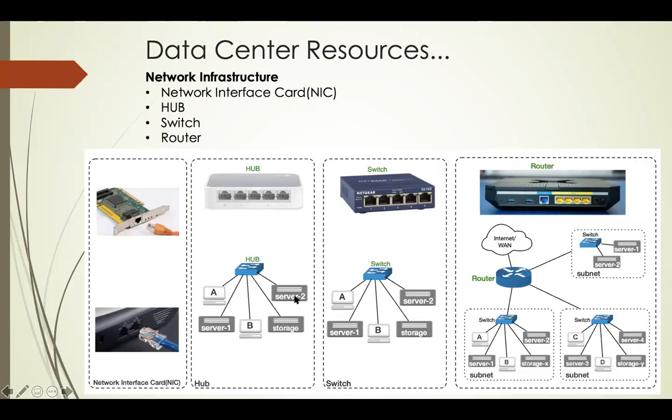Similarly, if server 2 wants to send something to server 1, server 2 will send it to the hub, hub will send it to all of them. And then what will happen? Server 1 will say, okay, I will accept it, it is for me. A, B storage will reject it. Is this an efficient way of communication, guys?